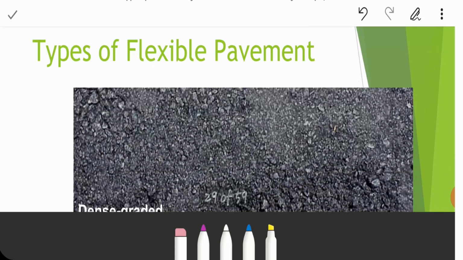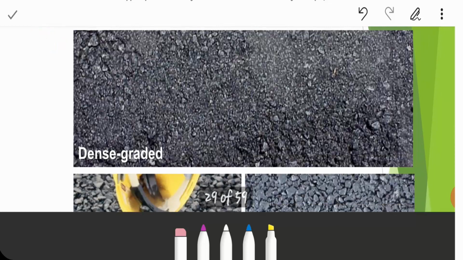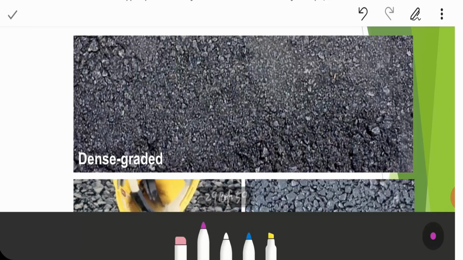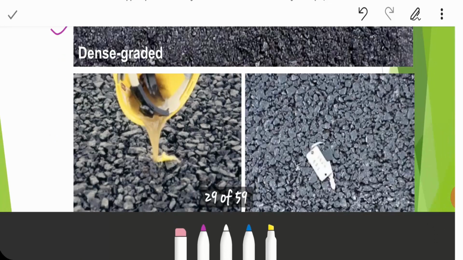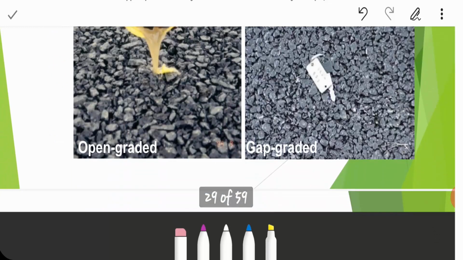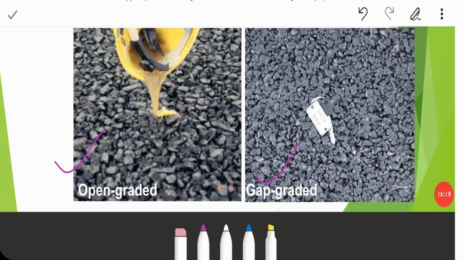Now I'll discuss flexible pavement types. First of all, you can see the picture of dense graded, open graded and gap graded. Okay, so I have completed flexible pavement in detail, and in the next video I will discuss rigid pavement in detail.